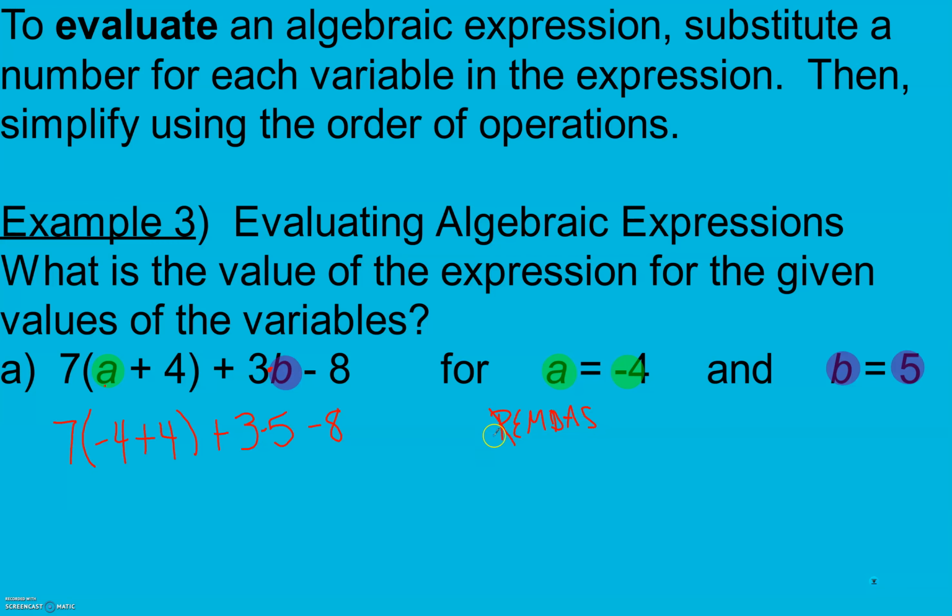Says we need to do parentheses first. -4 plus 4 is 0. Bring down the rest of our problem. And again, multiplication here. I suggest that you make your negatives long so you don't get them confused. Like here, that looked kind of like a minus sign. Make sure your negatives are different and you can tell the difference.